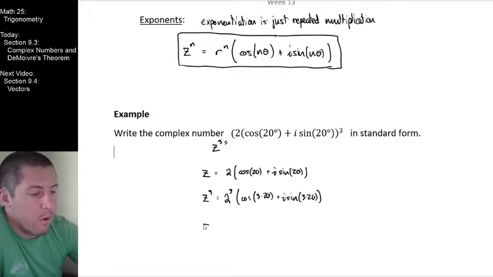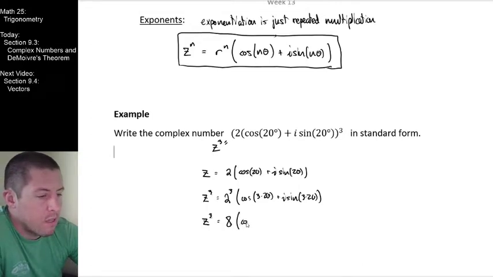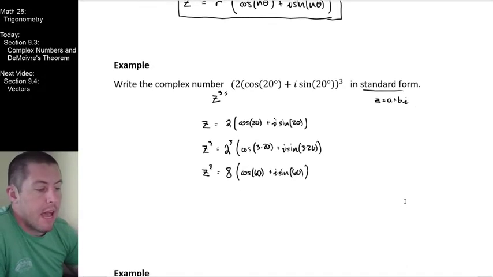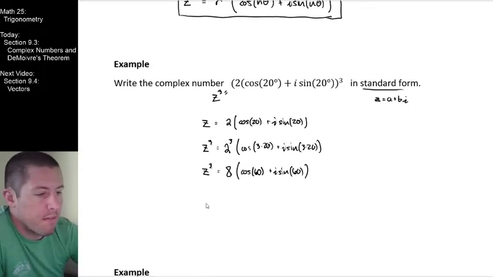And we're basically done. This is 8 on the outside, cosine of 60 plus i sine of 60. And the only other thing is we wanted standard form here. So this is saying get out of polar form to end the problem. I want this in terms of a plus bi, not in terms of our polar form stuff here.